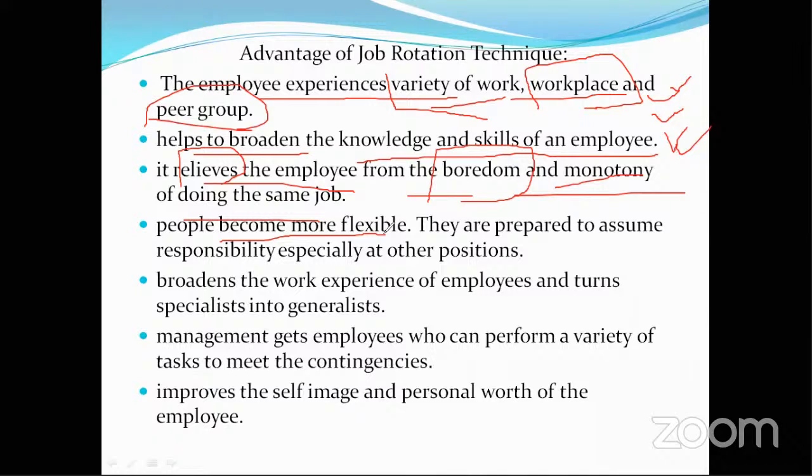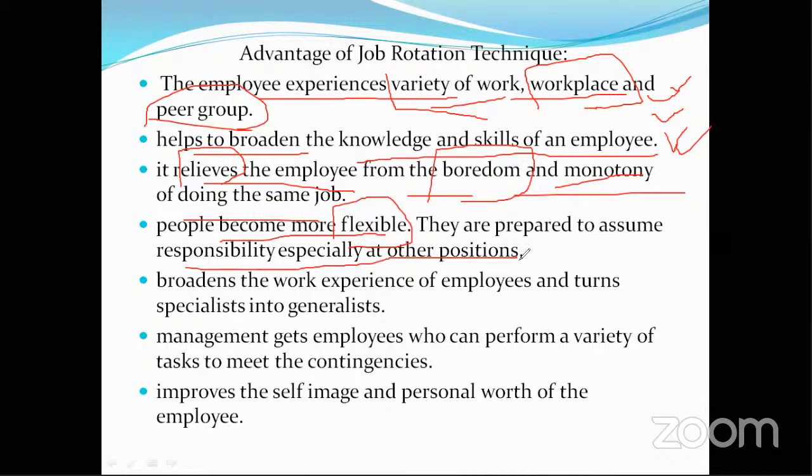When the regular van driver is absent, this bus driver may be asked to drive the van, whereas the person who has the skill of driving a bus may be assigned that task. So this bus driver who regularly drives a bus became more flexible. So he can drive a van as well as a jeep. So that is what we mean by saying flexible. So they are prepared to assume responsibility, especially at other positions.